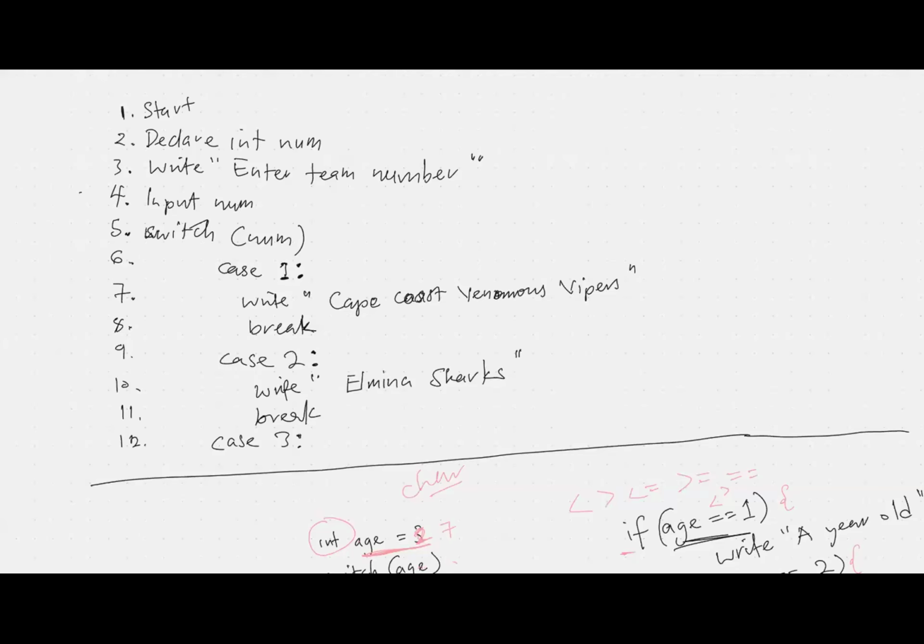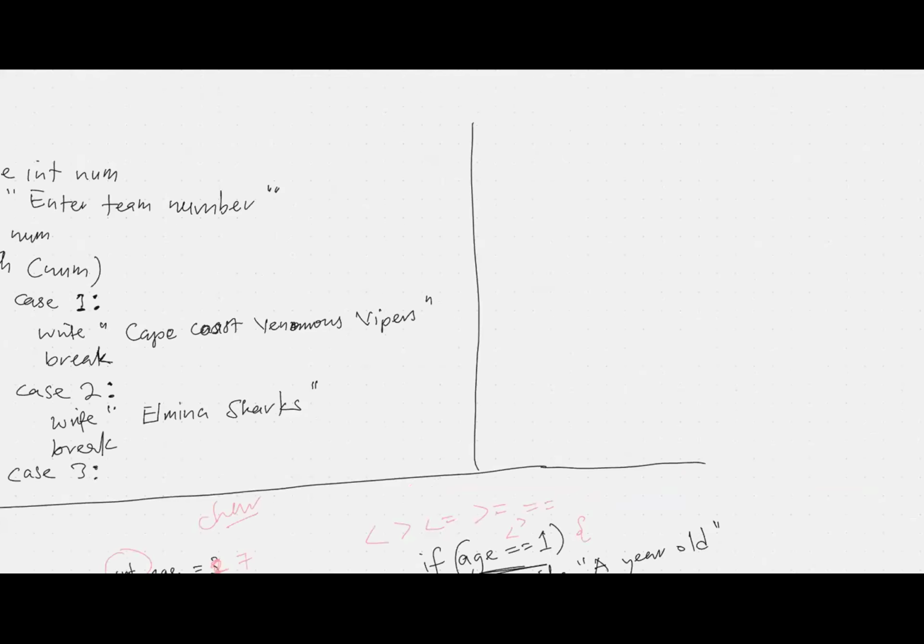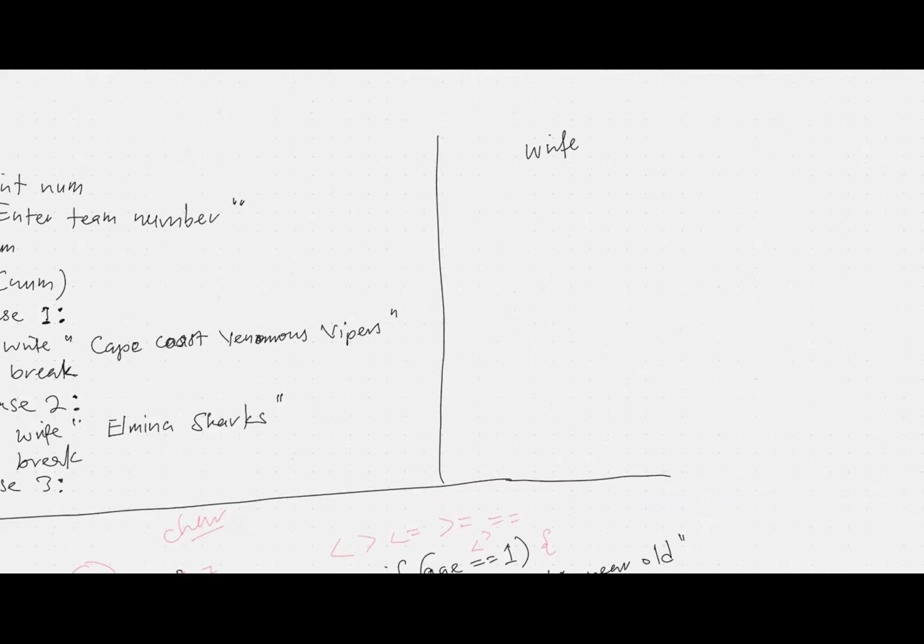Then input the value inside the variable and switch on the variable num, which is the number. If it is case 1, then we write Cape Coast Venomous Vipers and we break. If it is case 2, we write Elmina Sharks. If it is case 3, we write Accra Lions. So let's come and write Accra Lions. So we write quote Accra Lions.